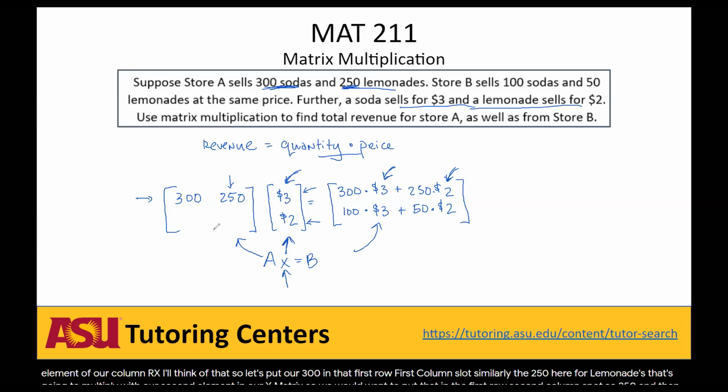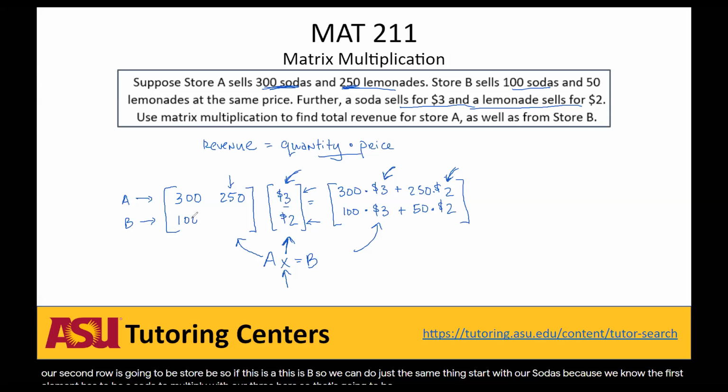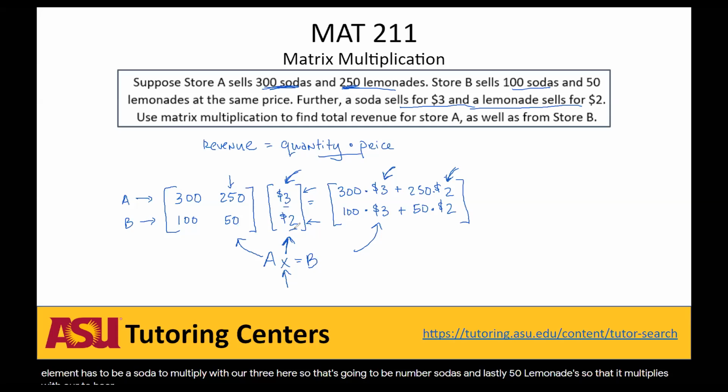And then our second row is going to be store B. So if this is A, this is B. We can do just the same thing, start with our sodas, because we know the first element has to be a soda to multiply with our 3 here. So that's going to be the number of sodas, 100. And lastly, 50 lemonades, so that it multiplies with our 2 here.